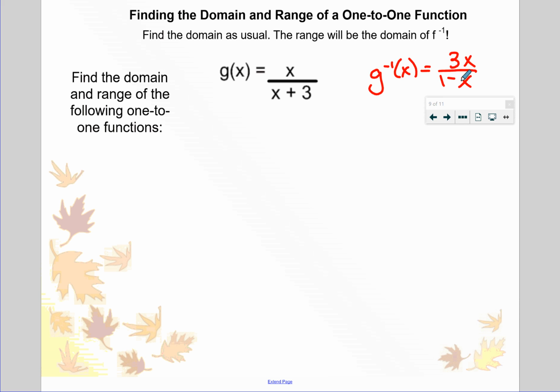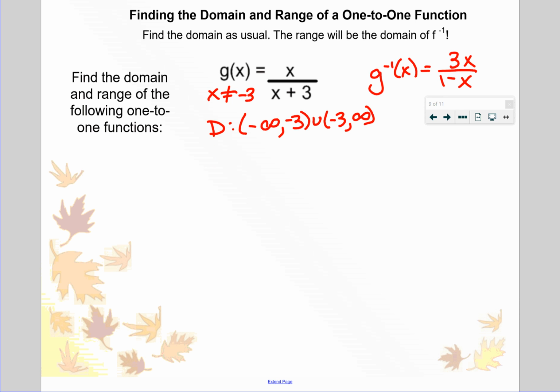So you might see problems that say, find the domain and range from an equation. Now, we have not done range from an equation intentionally at this point because we haven't known how to do this. If I want to find the domain and range of g, the domain is pretty straightforward. X can't equal -3, right? We've done that before, so it's everything except -3. Negative infinity to -3, -3 to infinity.